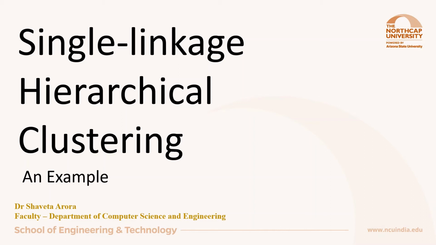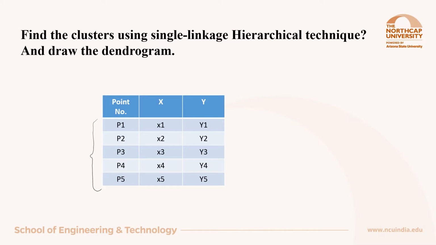Hi friends, in this video I'll explain single linkage hierarchical clustering by solving a numerical problem. Let's solve this question where it is asked to find the clusters using single linkage hierarchical technique and draw the dendrogram. It is given that these are the 5 points P1, P2, P3, P4 and P5, and their x and y coordinates are also given. These are drawn in the 2D space between x and y as P1, P2, P3, P4 and P5.